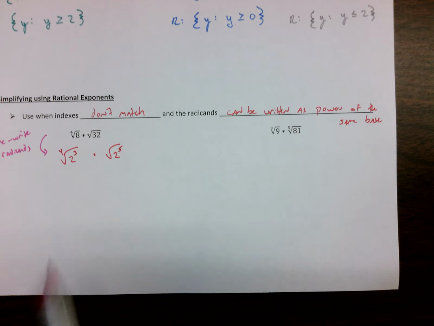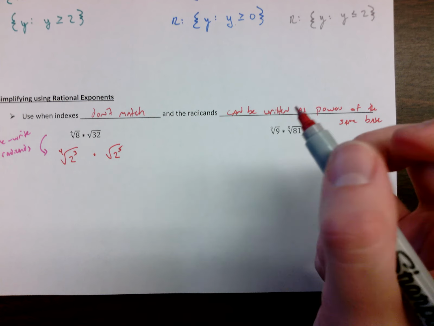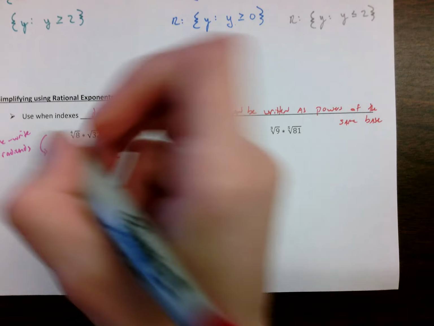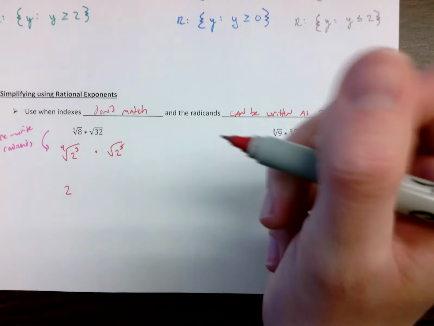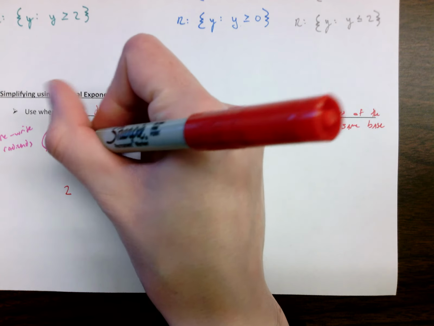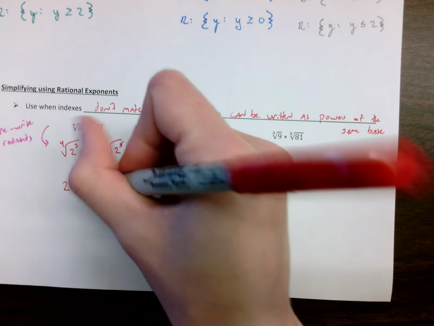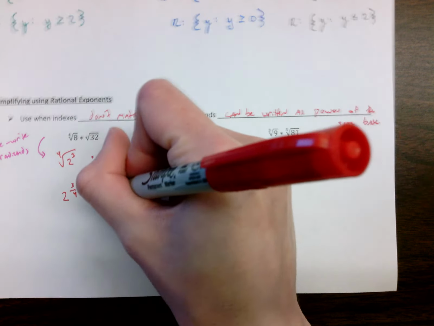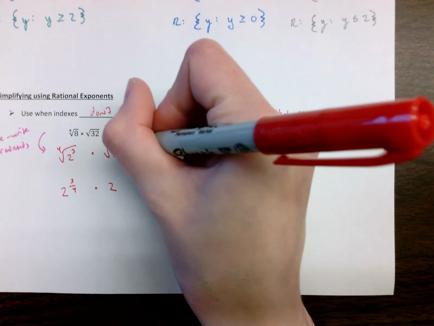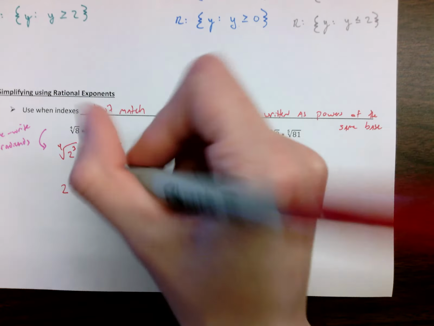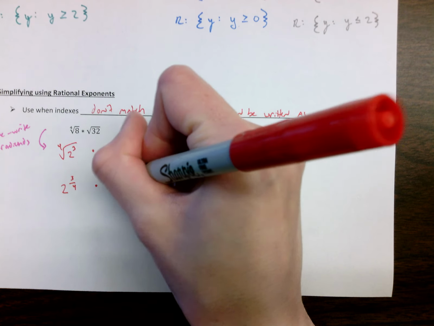Okay, and now what I'm going to do is convert these into exponent form. So remember, it's power over root. So I'm going to write this as 2 to the power over root, so 3 over 4. And then this one, 2 to the power over root. Remember, that's a little invisible 2. So that's 2 to the 5 halves.